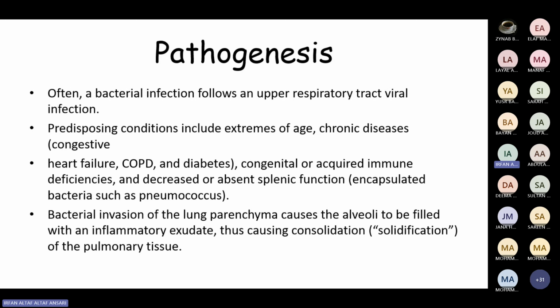because if he doesn't, these encapsulated bacteria can cause severe pneumonia, because the spleen is a very important organ in killing the encapsulated organisms. Bacterial invasion of the lung parenchyma causes the alveolar space to be filled with an inflammatory exudate. Whenever there is inflammation of the lung parenchyma, there is increased vascular permeability and increased accumulation of fluid in the alveolar spaces. So elastic air-filled alveolar spaces change to solid fluid-filled spaces with very little room for gas exchange, and this leads to the consolidation or solidification of the pulmonary tissues.